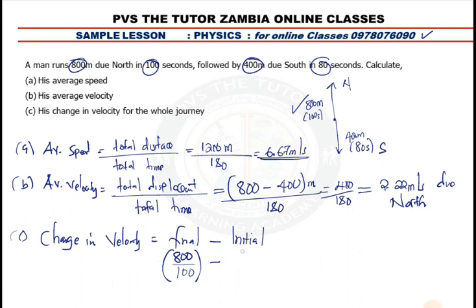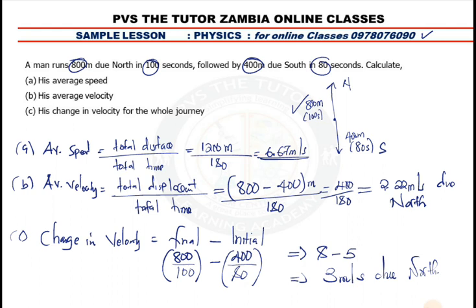minus 400 over 80. This is another velocity. So what do we get from here? We get 8 minus 5 to give us 3 meters per second, still due north.